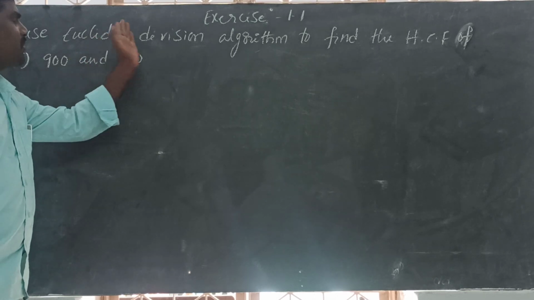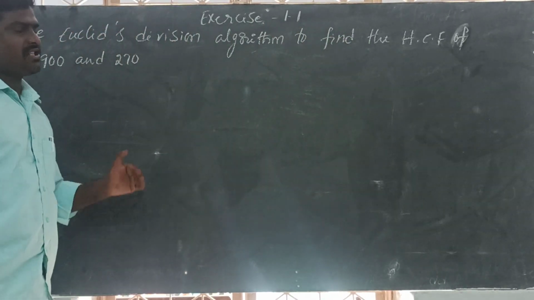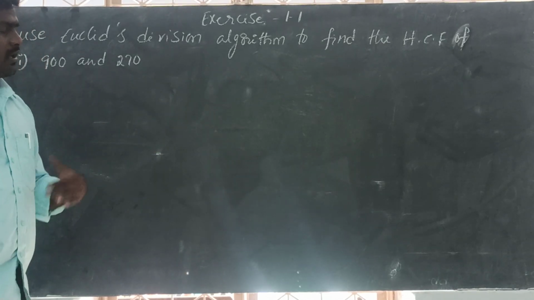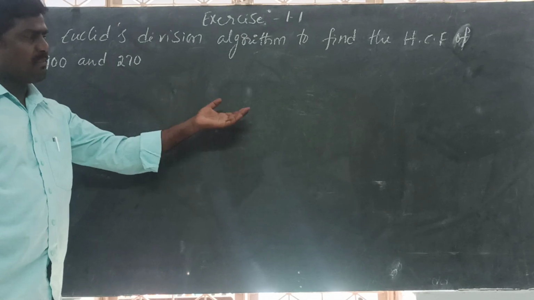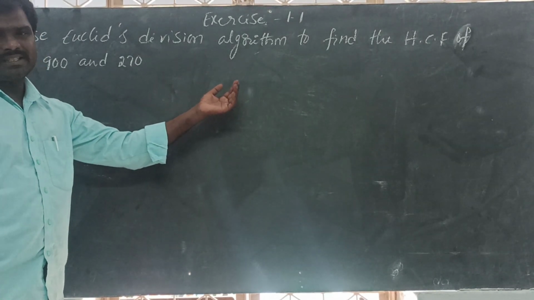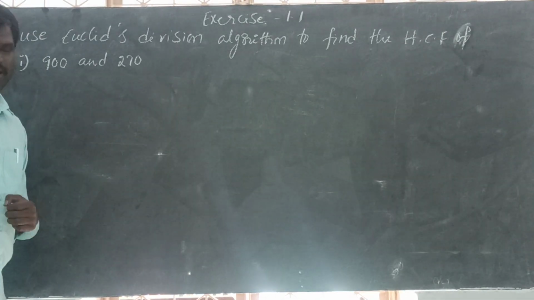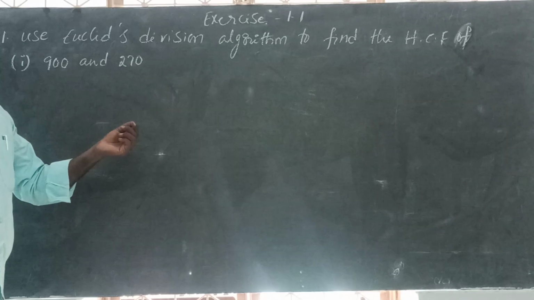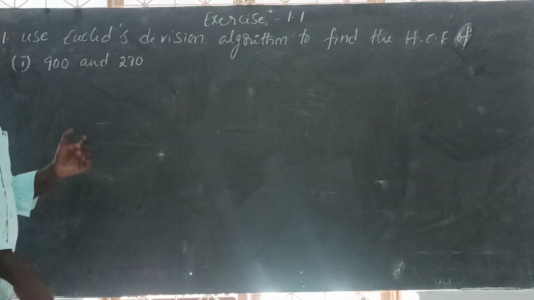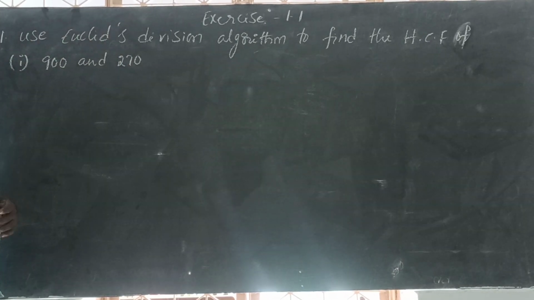Okay, so by using Euclid division algorithm to find HCF, highest common factor. Here we know that to find HCF, there are three methods. First one is factorization method. Next one is prime factorization method. Next one is division method. Division method's another name is GCD, greatest common divisor. Okay, how can we find the HCF by using Euclid division lemma?